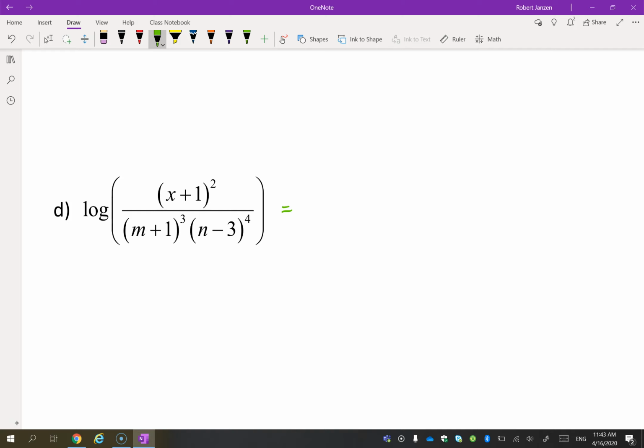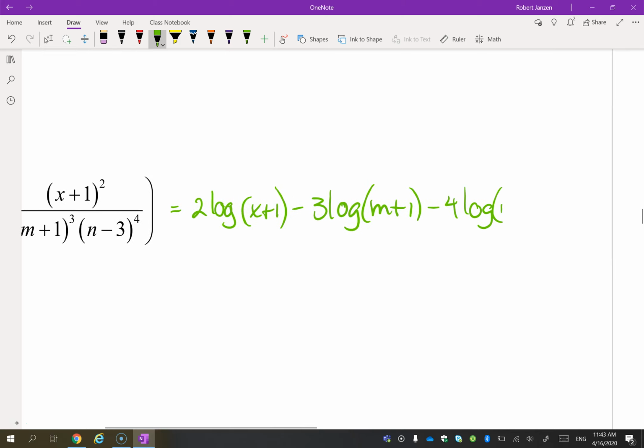Okay, same idea. I know this looks like two separate things, but because of the brackets, this is one term. Okay, so I'm going to write 2 log x plus 1 minus 3 log m plus 1 minus 4 log n minus 3.